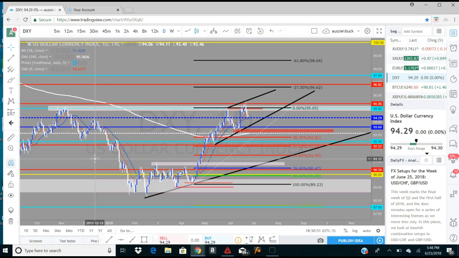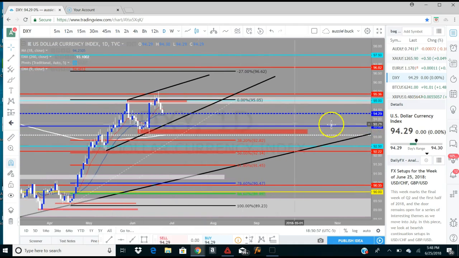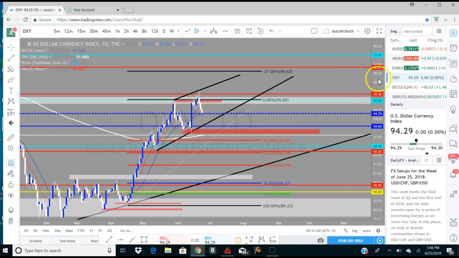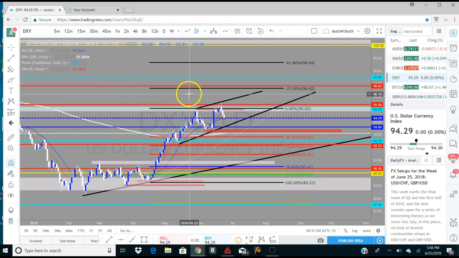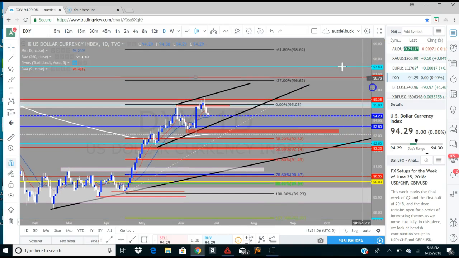Okay, today we're on the dollar chart. I'm going to go over this chart and a few more charts to see if I can find some setups. And this is the daily chart of the dollar.